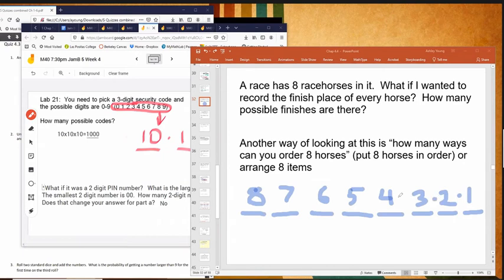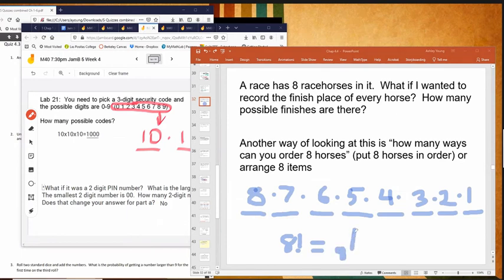That is the number of ways of having 8 horses and selecting all of them, right? So this is another way of looking at how many ways you can arrange 8 horses, or put 8 horses in order. We just found that earlier. We said that was 8 factorial, right? Start with 8 and multiply all the way down. So 8 factorial is really just a special case of permutations.